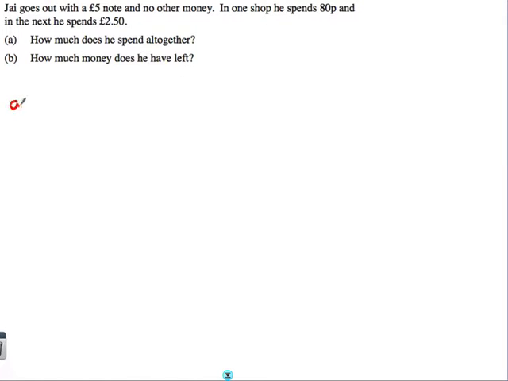Okay, let's answer the first question. How much does he spend altogether? Well, he spends 80 pence, and he also spends £2.50. So 80 pence plus £2.50. The calculation would be like this. 80 pence is 0.80, and we're adding, because we want to know how much he spends altogether, £2.50. Make sure your decimals are in line. Make sure every number is in line with each other.